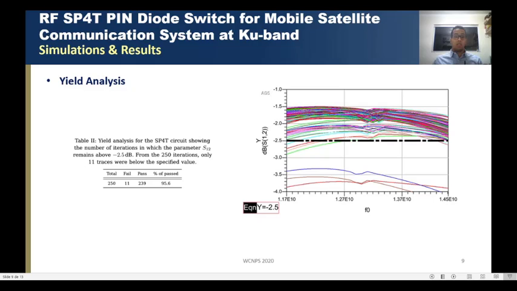After that, a yield analysis was held, that is basically a parametric simulation to predict deviations from the manufacturing processes. So we had 250 iterations, and only 11 of them were below the target point that was 2.5 dB of insertion loss.